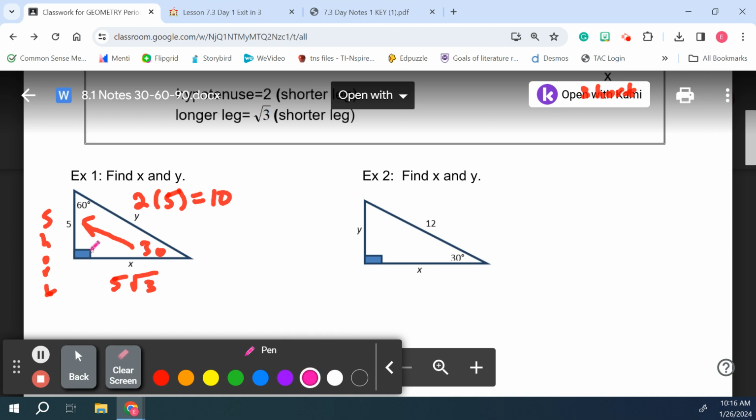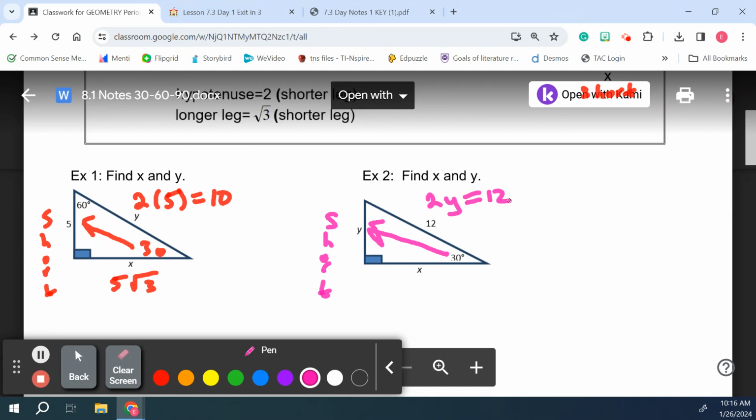Questions on that one? Okay. For example 2, we're going to find x and y. We're going straight across, so y is the short leg. So what does this mean for everything else? Well, remember, 12 is 2 times the short leg, and we're setting that equal to 12. So we need to identify what the short leg is.